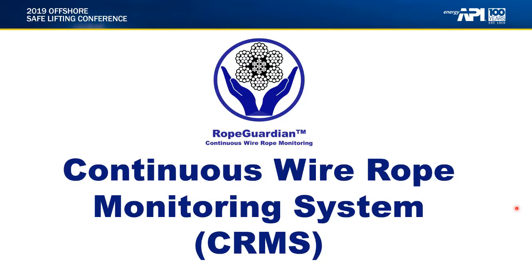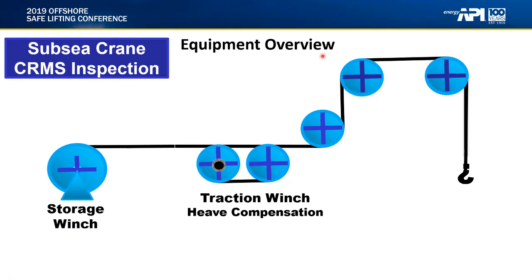We would now like to introduce our Continuous Wire Rope Monitoring System, or CRMS. We refer to this as our Rope Guardian. The overview of the equipment for this CRMS is going to be demonstrated here using a subsea crane CRMS inspection. Notice there is a storage winch and a traction winch with heave compensation.